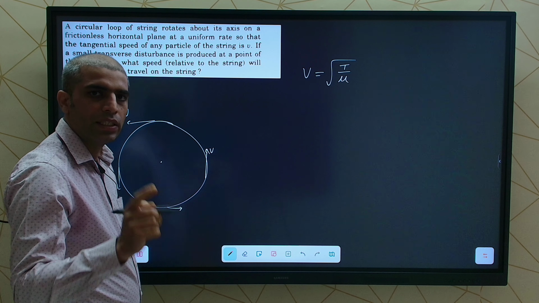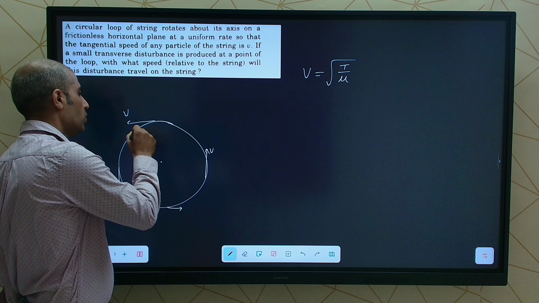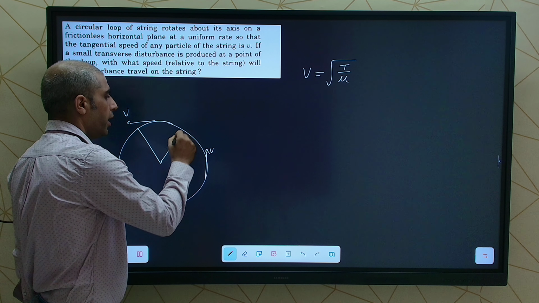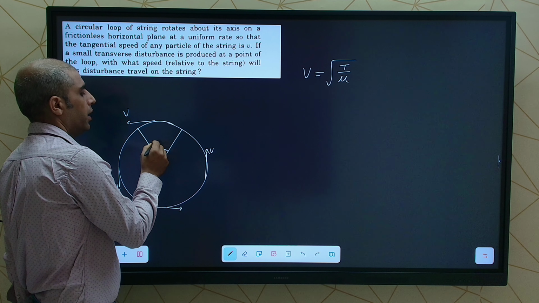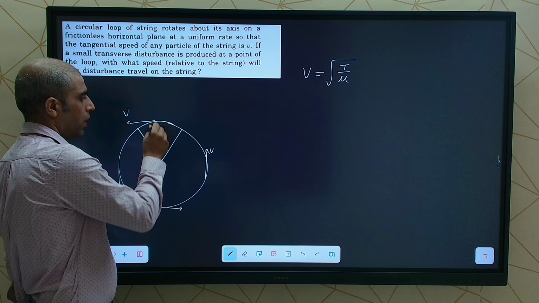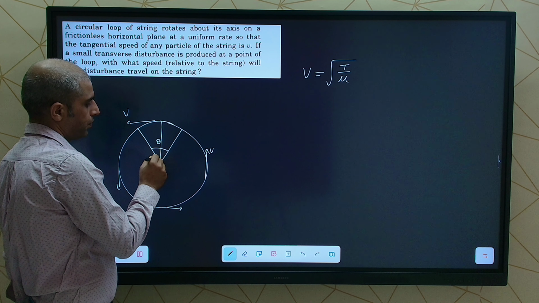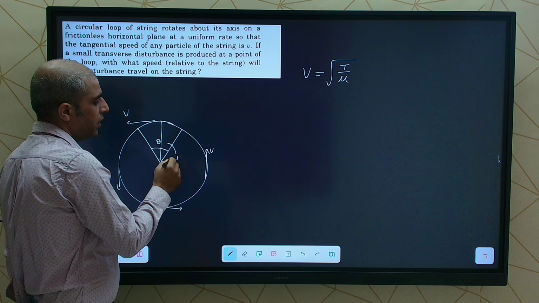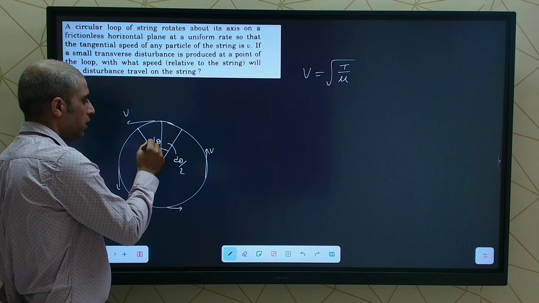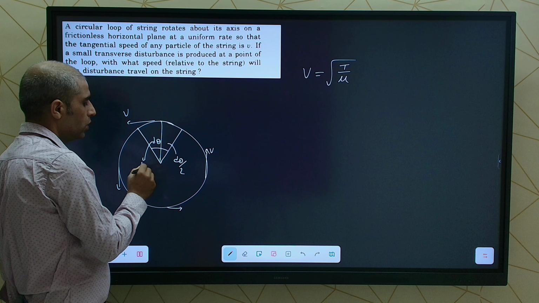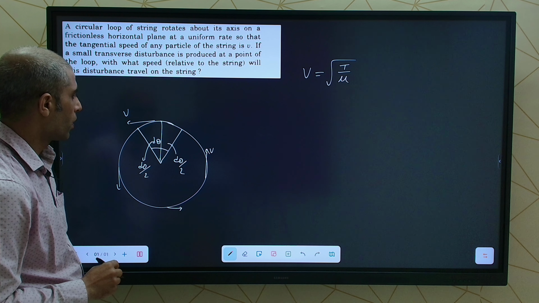To find the tension in the string, what do we have to do? We have to take a small element of the string like this. Let this angle be theta. Then divide it into two parts, so this one will be d theta by 2 and this part will be d theta by 2. Take this as d theta, a small angle.